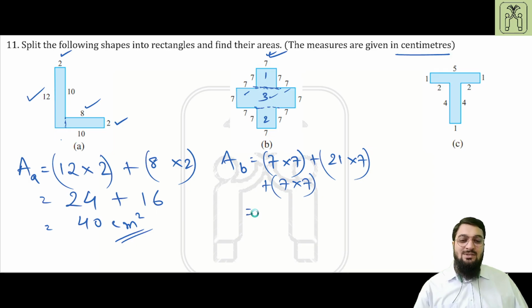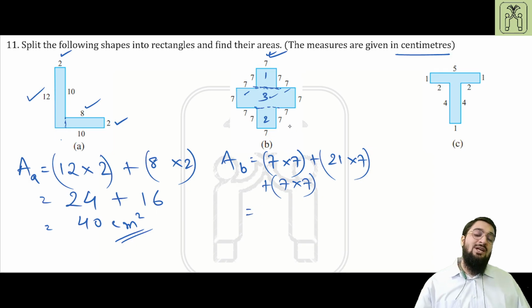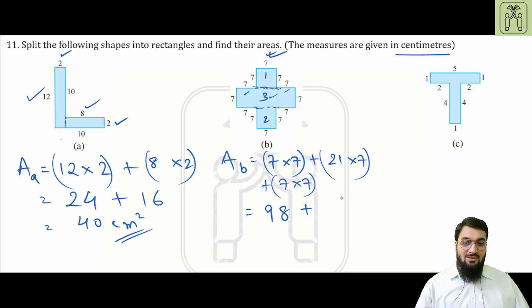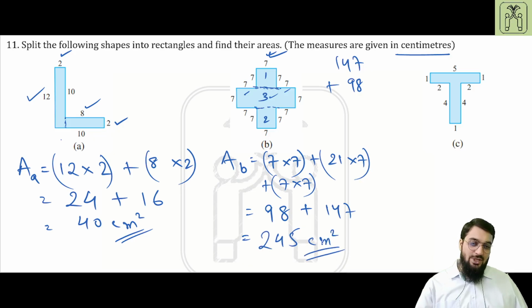So 7 sevens are 49, and 49 into 2 will be 98, and 98 plus 21 into 7 will be, 7 twos are 14, and you will add them up and you will get the answer as 147 plus 98. So it is 245. It will be 245 centimeter square.